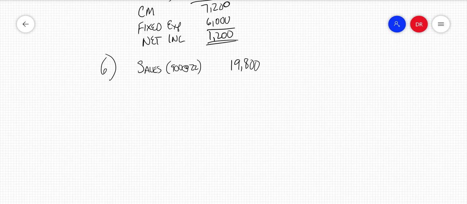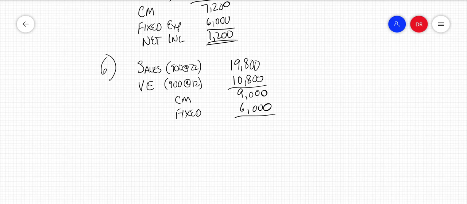Okay. Variable expense will still remain at $12, so we have 900 at 12. That gives us 10,800. So now we have a contribution margin of 9,000. All right, then we subtract out the fixed expense of 6,000, and we have net income of 3,000.